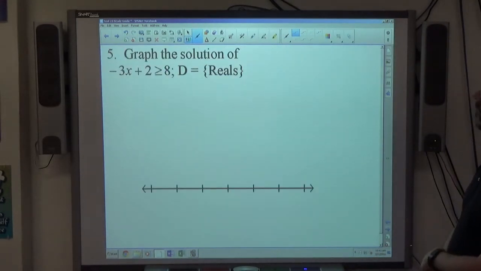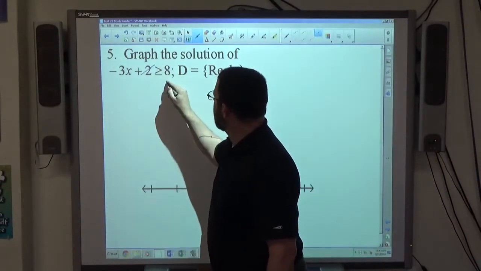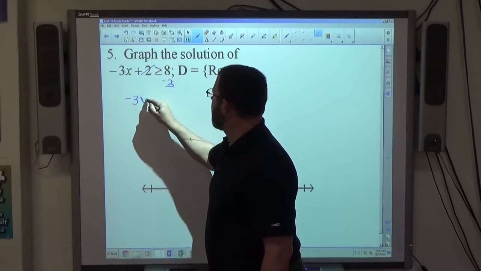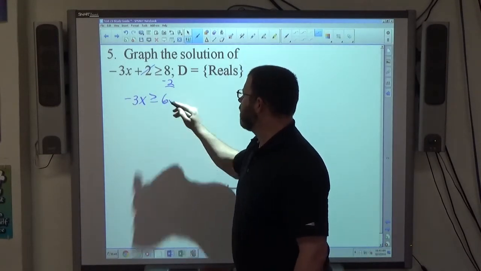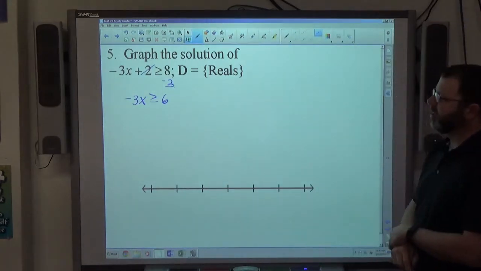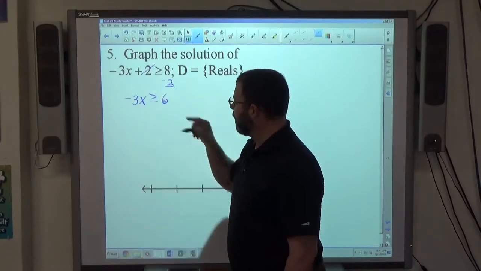Number 5, graph the solution of this. Job 1 is to solve the inequality. Move the 2 to the other side. That gets me negative 3x is greater than or equal to 6. Moving things across an equal sign like that, changing the sign, does not change the inequality direction. The next step, the division step, is where the direction might change.